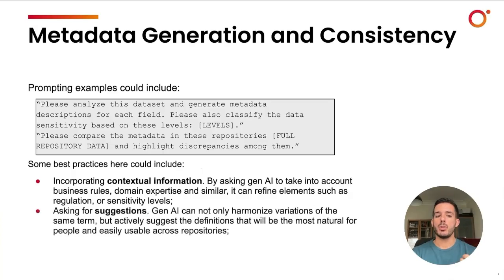And then another good practice is just asking for suggestions, right? GenAI can not only harmonize variations of the same term, but actively suggest the definitions that will be the most natural for people and that will be easily usable across repositories. Instead of wondering, should we use this definition or that definition, just ask the LLM, what definition would you use based on the information that you have about datasets and metadata and so on? Or what is the definition that is the most accessible for people to immediately understand what this field is about?